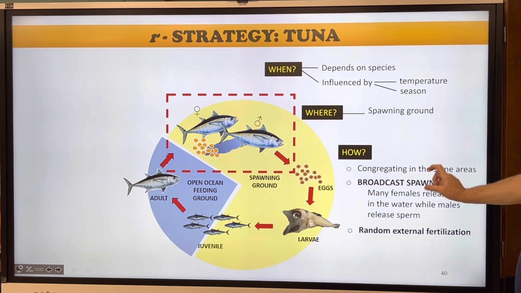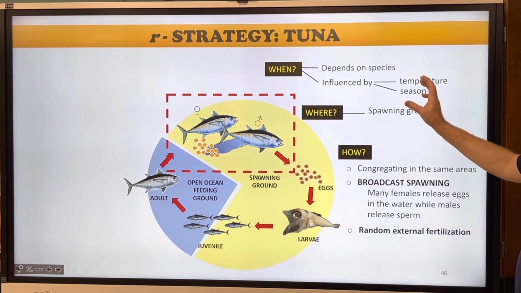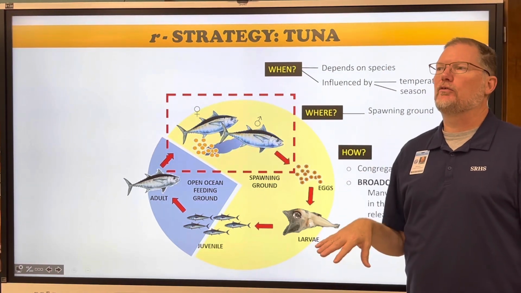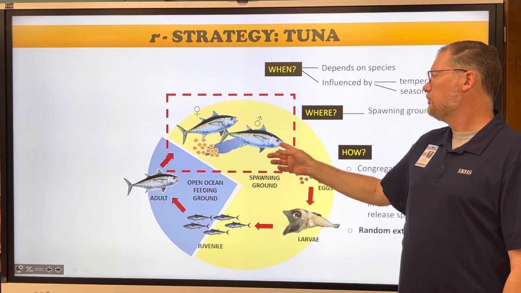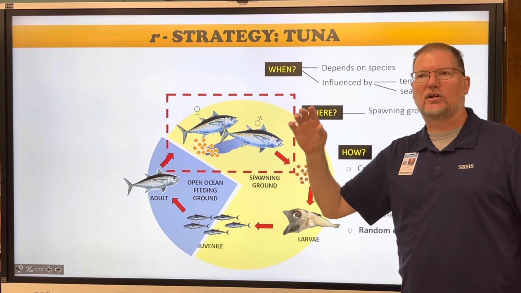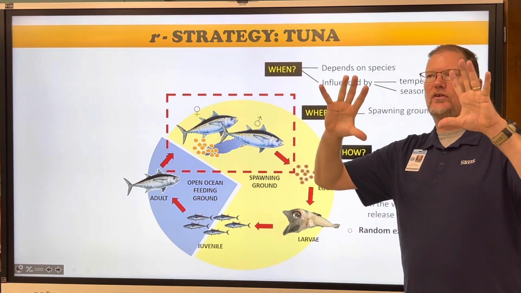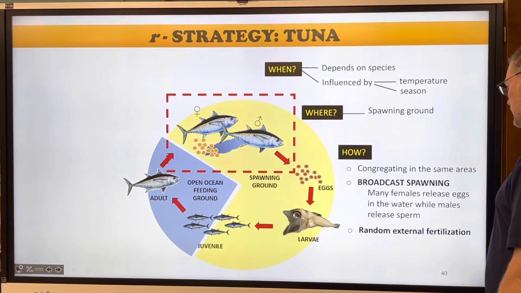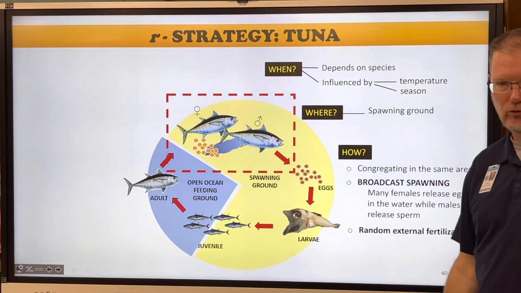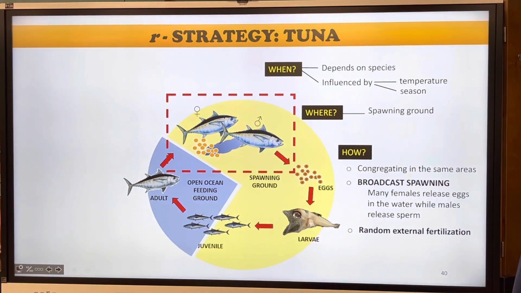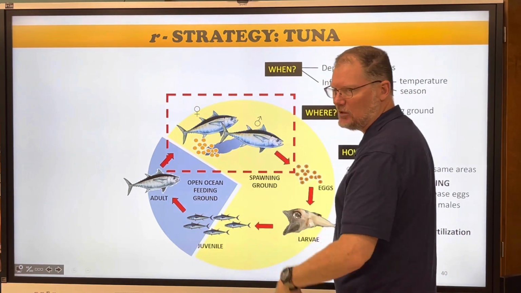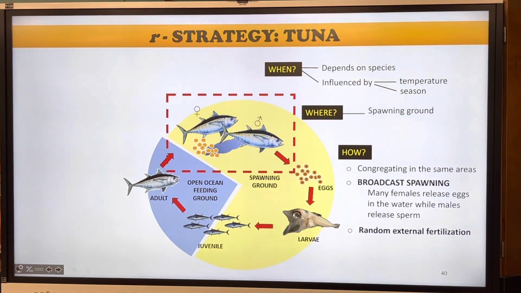Congregating and releasing broadcast spawning into the water. So the females will release the eggs. The males detect that through chemical signals. And then it's clouds of it, you know? So you've got this cloud meeting another cloud, and that's where the fertilization takes place. Random, totally random external fertilization. Because, you know, it's not just a male and female. You've got a giant school of them all doing this at the same time. Whatever sperm gets to whatever egg first, that's the one that wins.